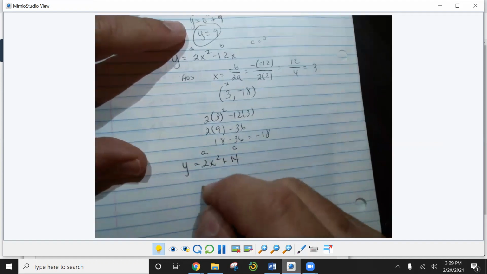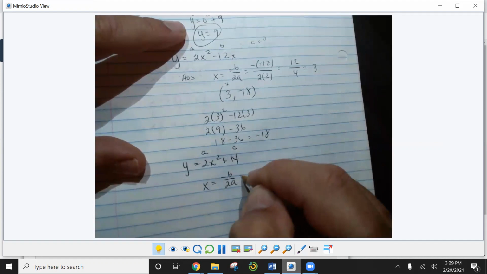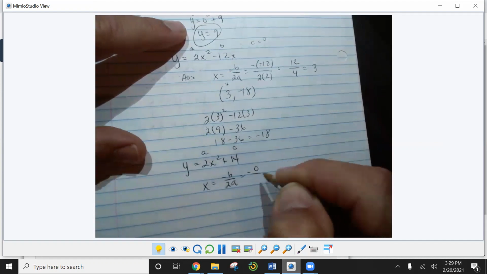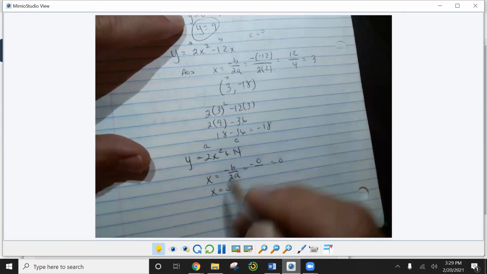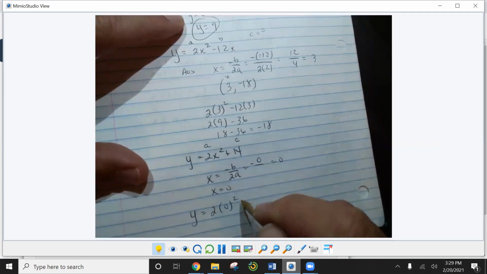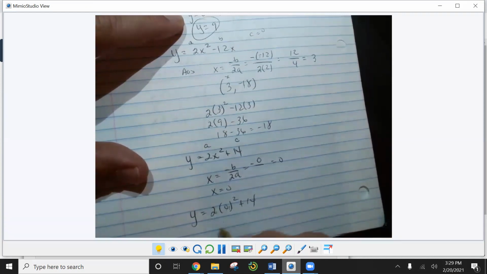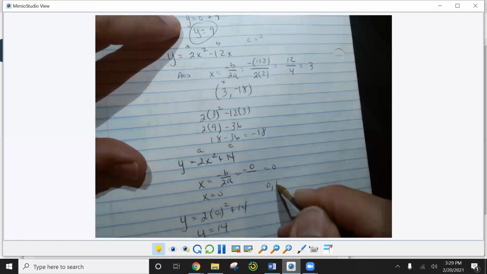All right, so x equals negative b over 2a. Well, if b is going to be 0, then we automatically know the whole thing's going to be 0. So x equals 0. Now put 0 in there for x. 0 times 0 is 0. 0 times 2 is 0. So y equals 14. So my ordered pair is going to be 0, 14.